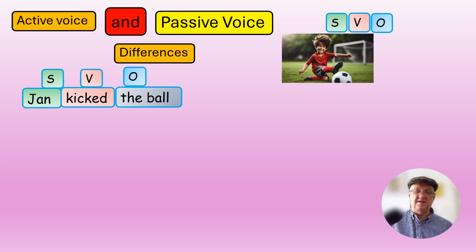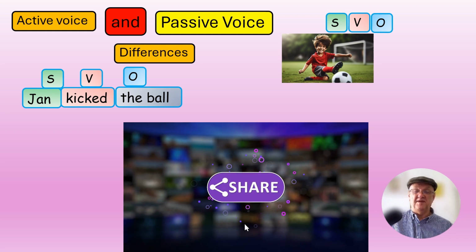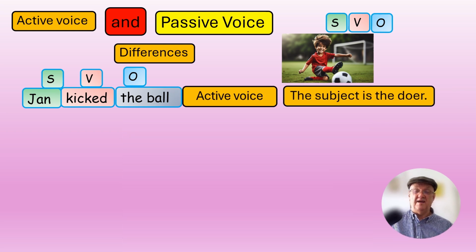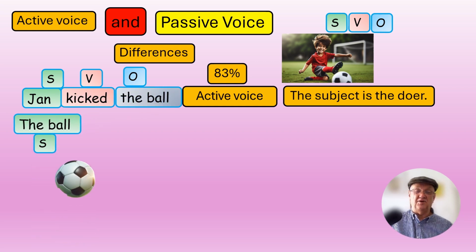Our example sentence here, Jan kicked the ball. My verb is kicked. My subject is Jan. My object is the ball. Active voice, the subject is the doer. 83% of speech and of writing is active voice. Let's start now with the ball. We're going passive voice. My grammatical structure here is was kicked because it's past tense.